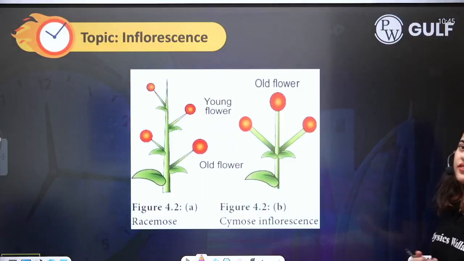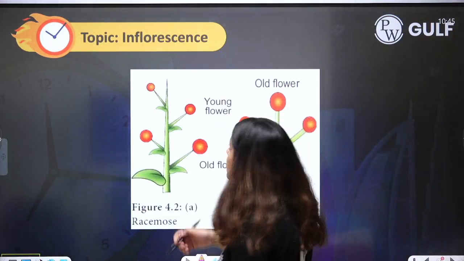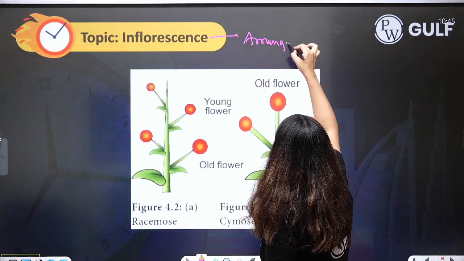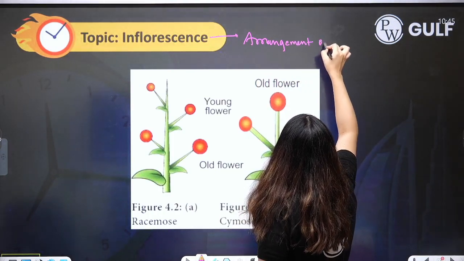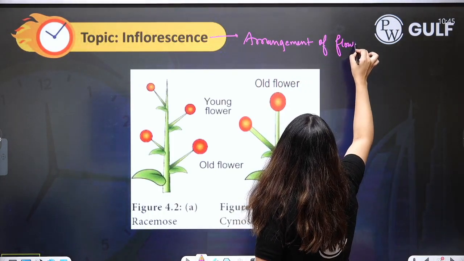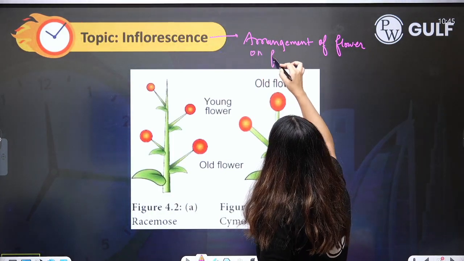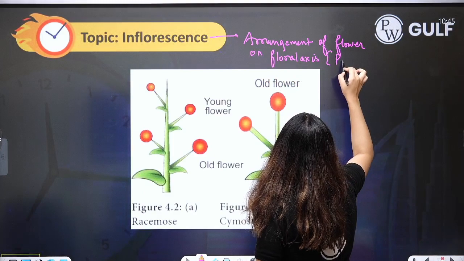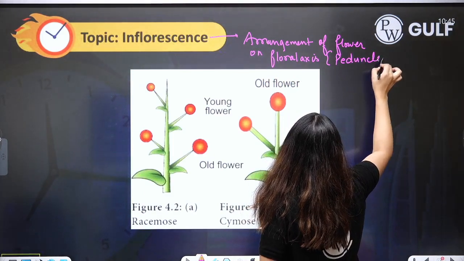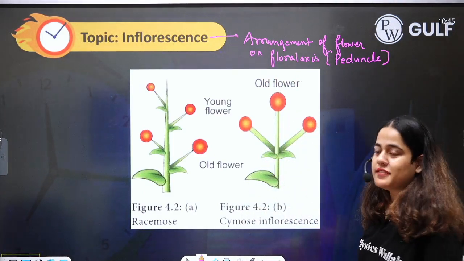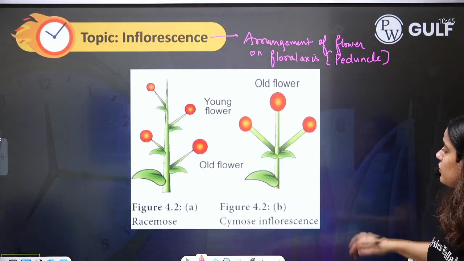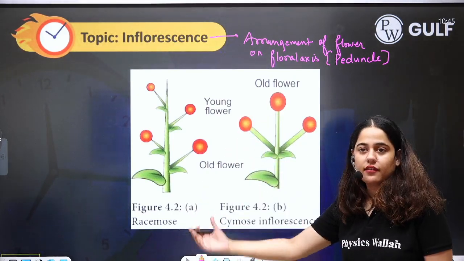Now we are going to start with what is inflorescence. Beta, inflorescence is an arrangement of flowers on floral axis. Floral axis is known as peduncle. Peduncle is a part of stem on which flowers are borne. So there are two types of inflorescence, cymose and racemose.